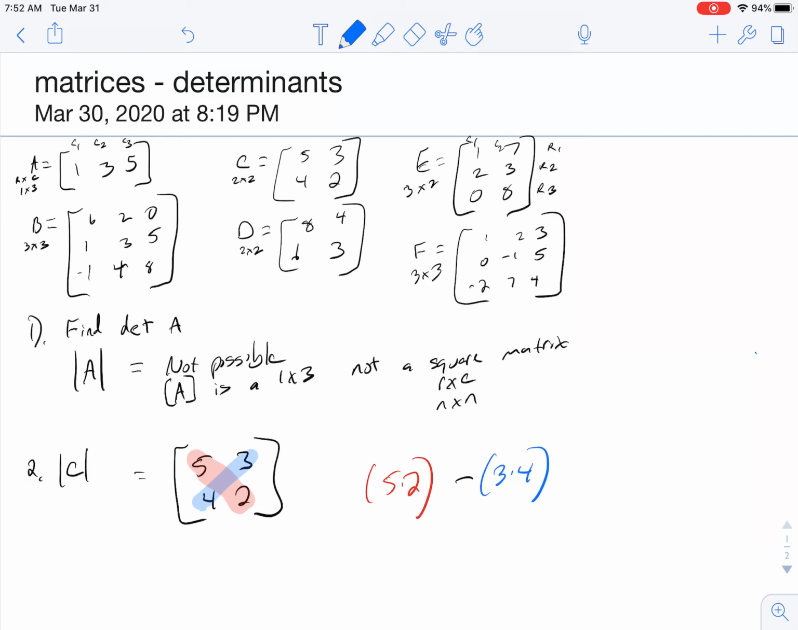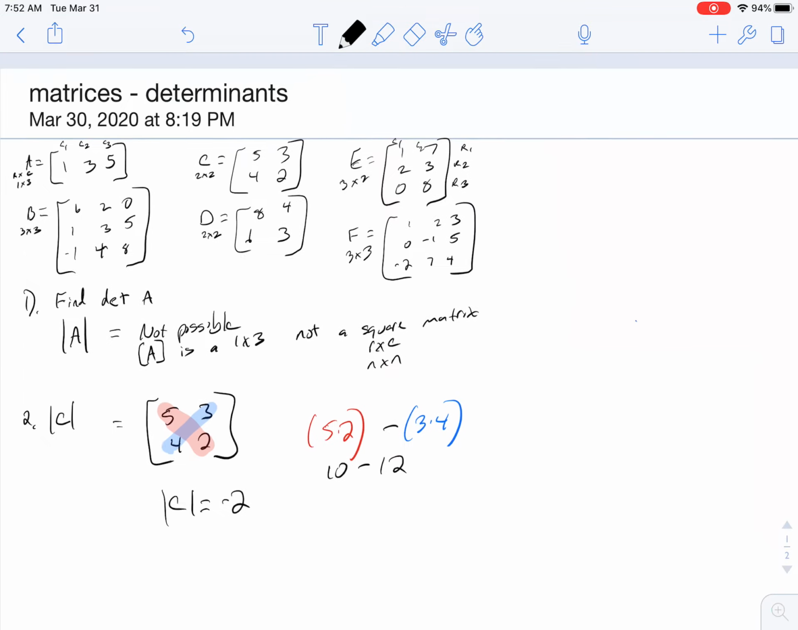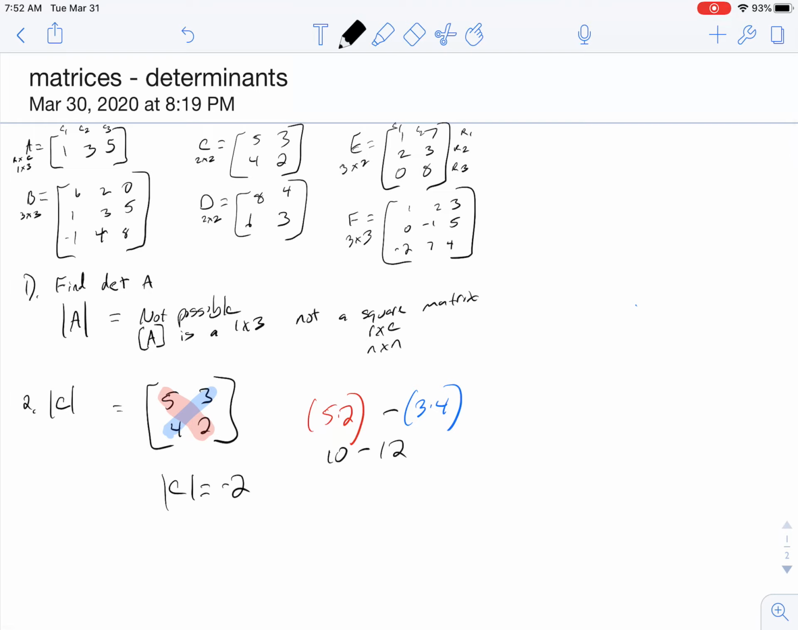So in this case, the determinant of this particular matrix is the difference of that first diagonal, which is 10, minus the second diagonal, which is 12. So the determinant of C is just negative 2. Okay? So you can find the determinant of that matrix C because it was a 2 by 2 matrix, and that determinant was negative 2. Let's take a look at D.